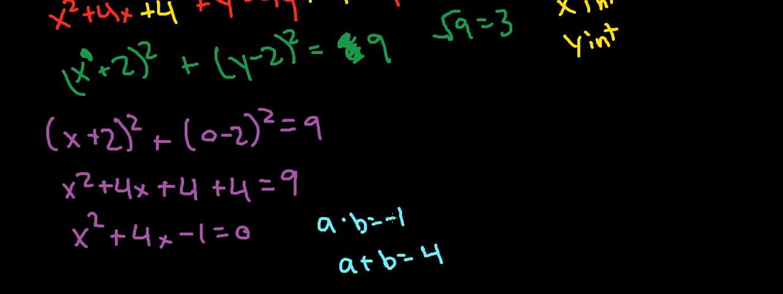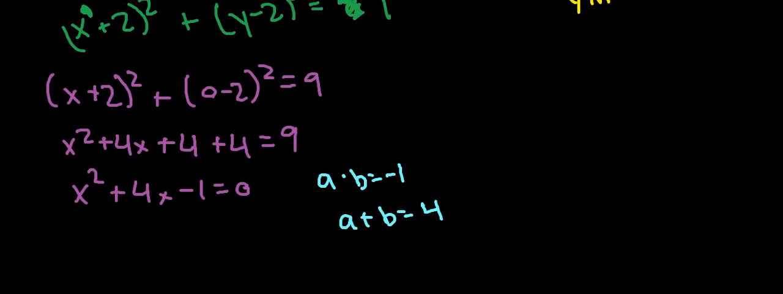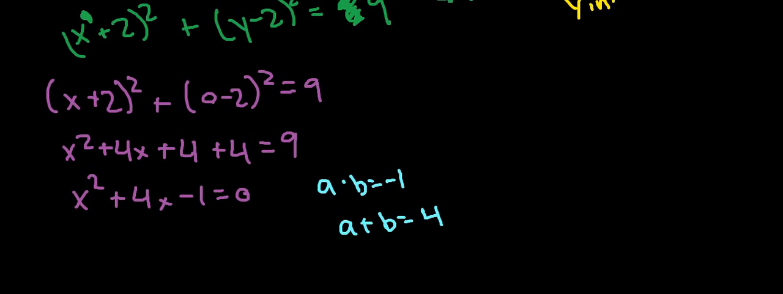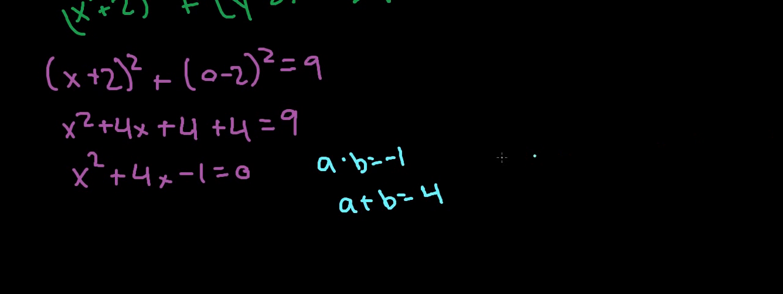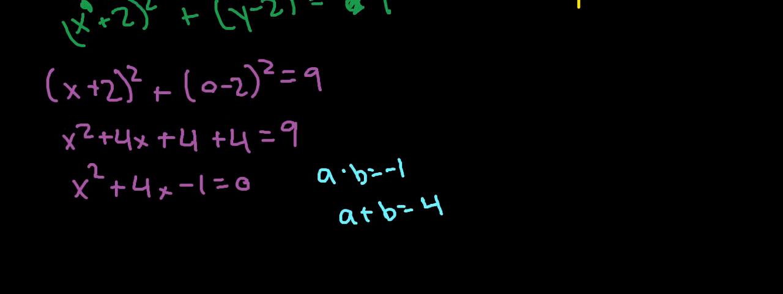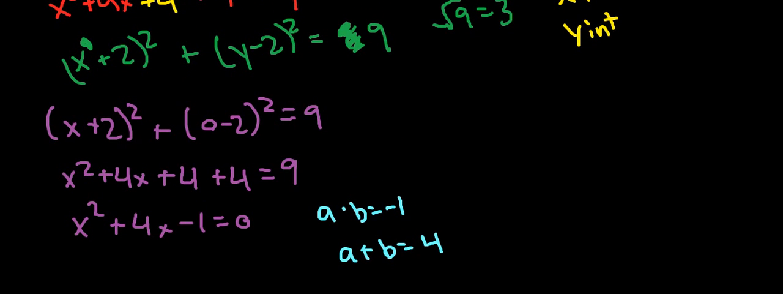Two values that multiply to be minus 1. I mean, the only factors of 1 are 1 and minus 1. And neither of them is going to be able to add up to 4. So we're in trouble. But this is where you have to know to complete the square. So we can use our old friend completing the square. So I'm going to have x squared plus 4x minus 1, and then I'm going to complete the square.